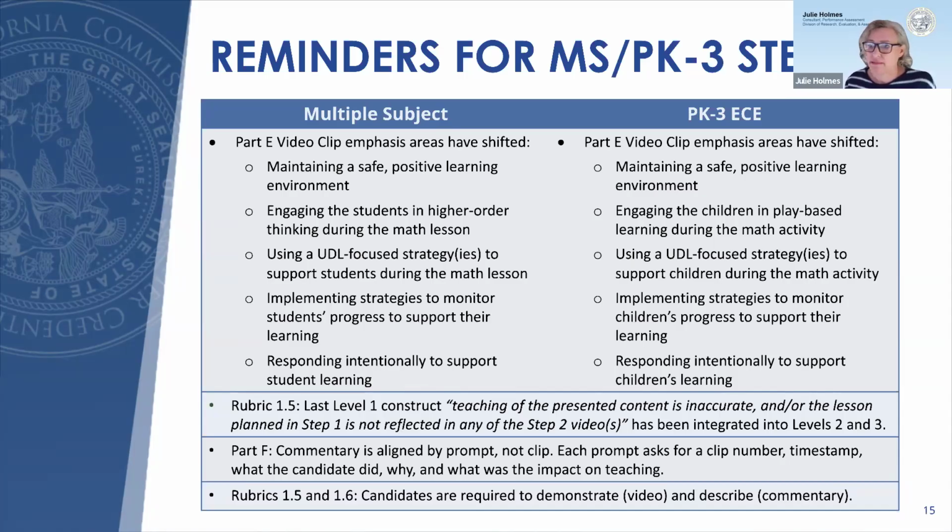The Part F commentary is now aligned by prompt, not clip. So each prompt will ask for the clip number and the timestamp so the candidate can directly pinpoint us to how they're demonstrating one of those 5 things in this chart. I'll preview it for you if you haven't looked at it already. And then across rubrics 1.5 and 6, candidates are required to demonstrate in the video and describe in the commentary. So doing both is very important. That is evidence that we can score. If they are describing it but not demonstrating it, that is not scorable evidence.